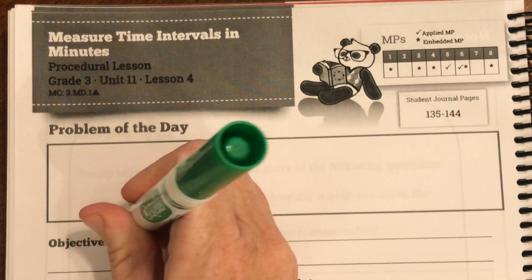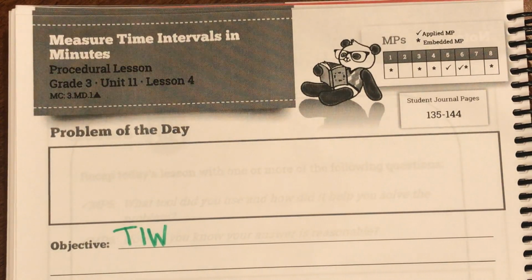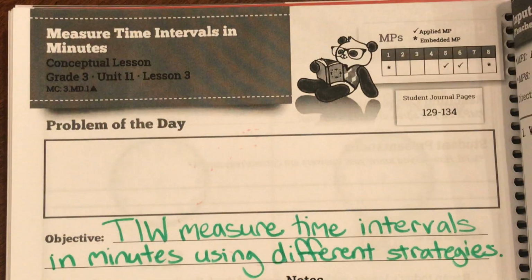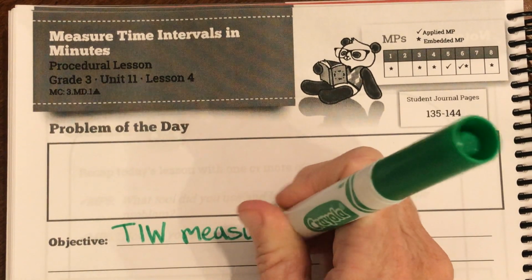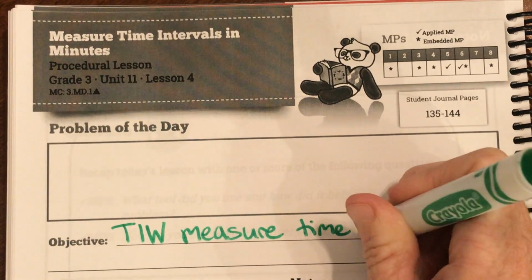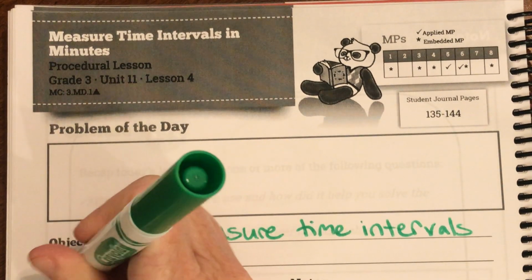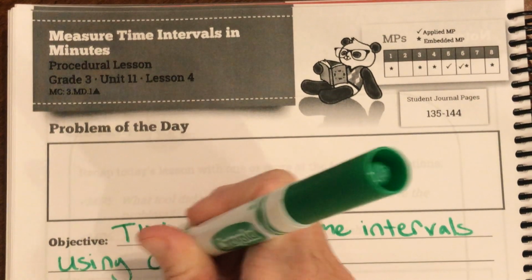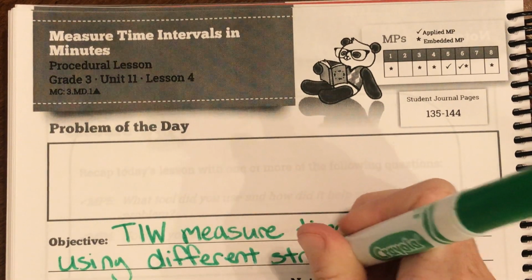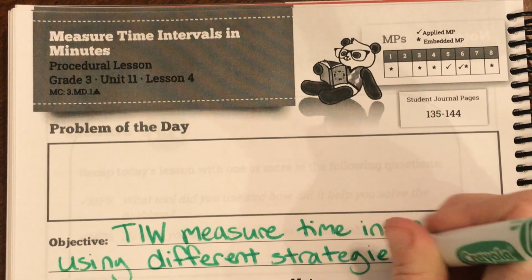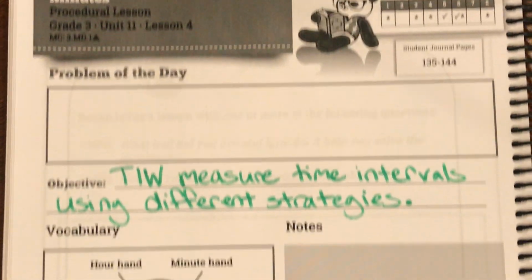Okay, so again, we're on page 161, and we're just going to be reviewing what we were doing before. So our objective, our goal is: Today I will measure time intervals using different strategies. Period. And remember, we had 3 strategies that we were practicing.